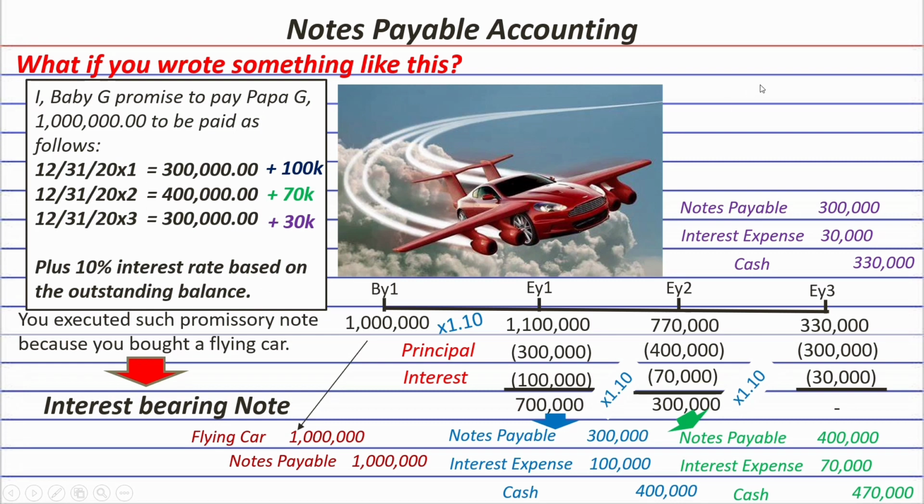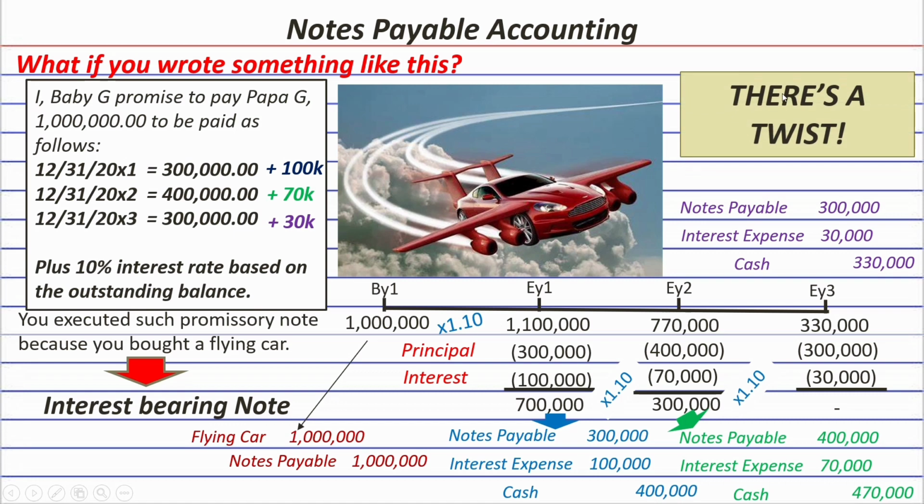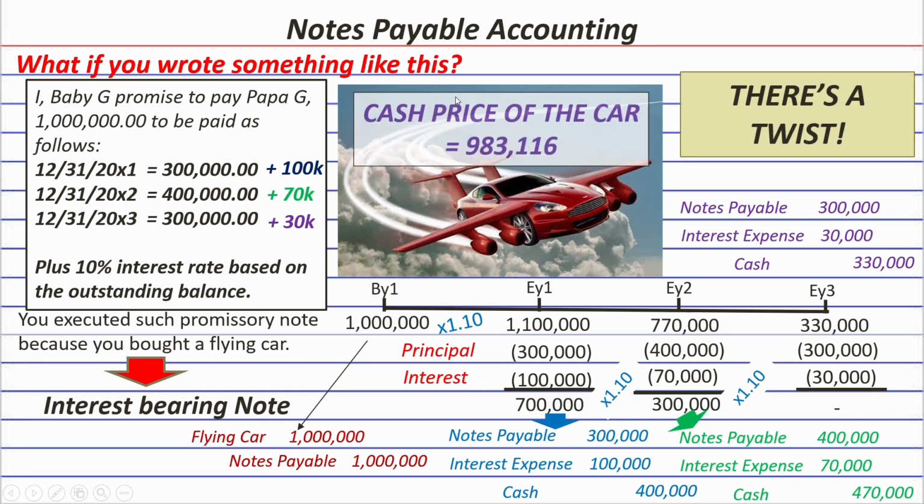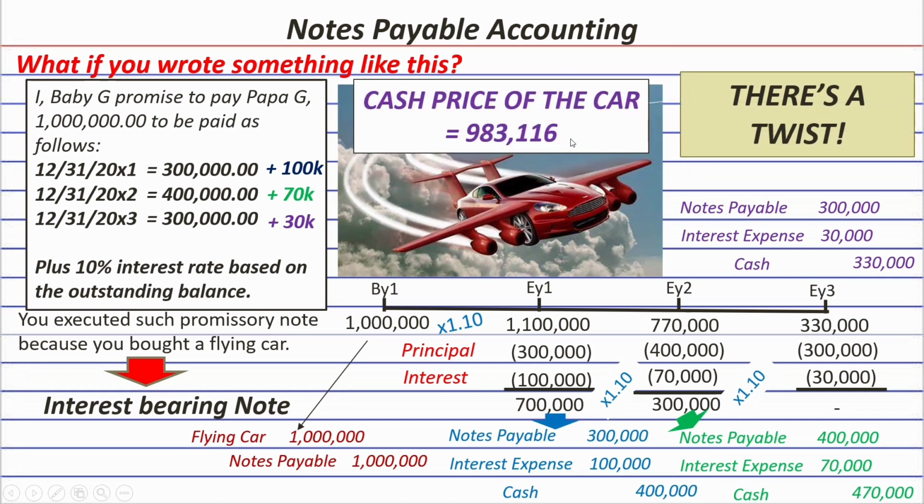But there is a twist. The twist is, what if the illustrative problem included a cash price of this flying car? And for example, that is 983,116. So meaning, if you pay for it in cash, you're going to pay this. If you're not going to pay it in cash, you're going to pay it in installments by using the promissory note, you have to pay like this. So the question is, what will happen? Let's talk about that in the next episode.